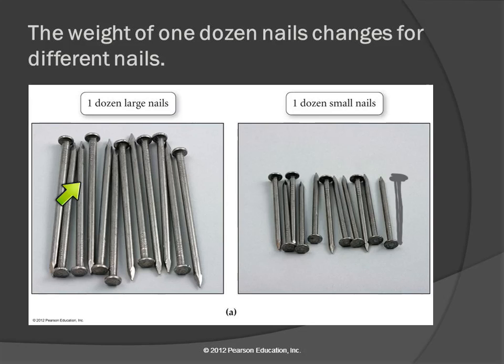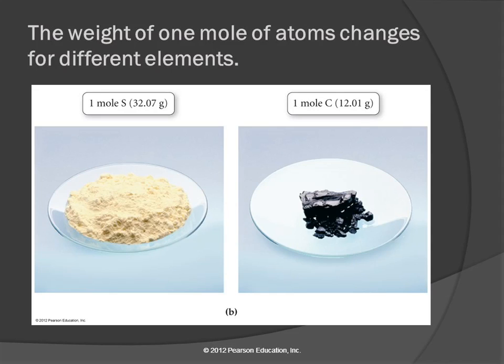So here we have a dozen large nails and a dozen small nails. Are they going to weigh the same? No, because each large nail weighs more than the small nail. So a dozen large nails is going to weigh more than a dozen small nails. The same thing is true for atoms. If you have a mole of big, heavy atoms or a mole of small, light atoms, they're not going to have the same mass, are they? So the weight of 1 mole of atoms is going to change for different elements.